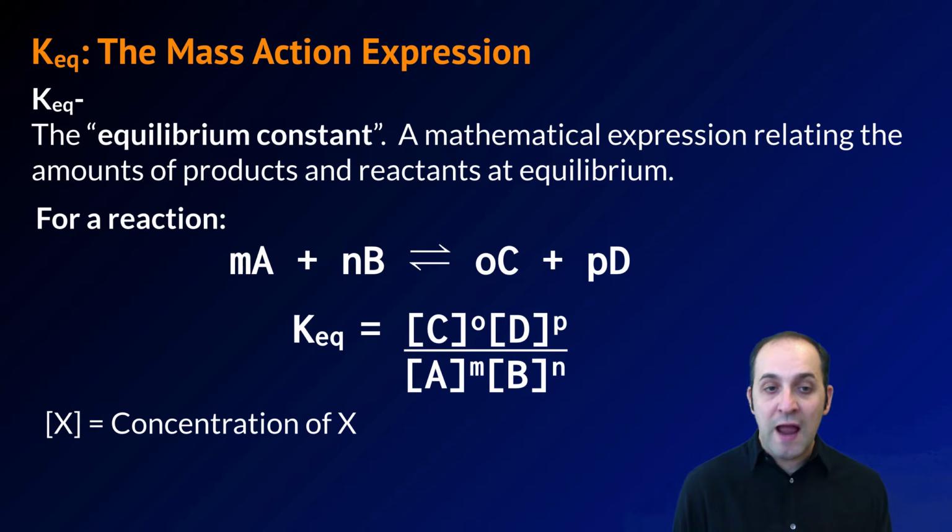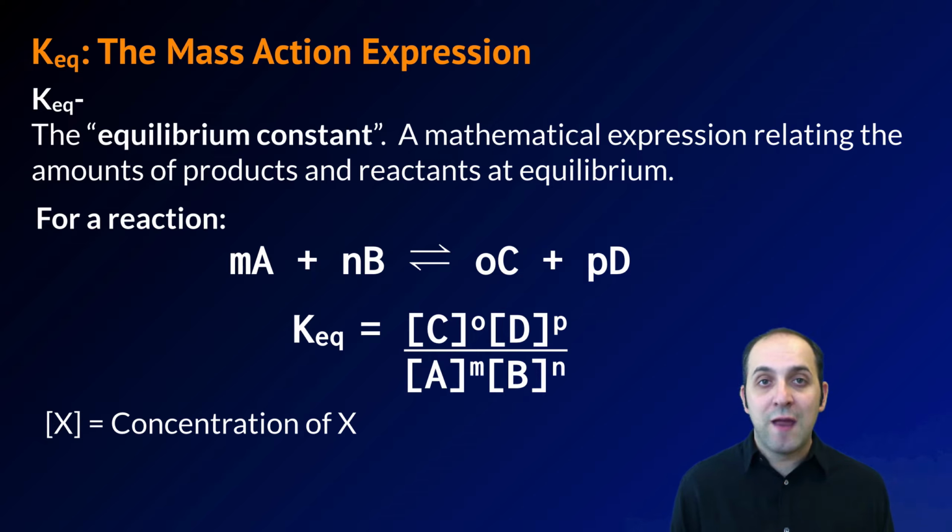For a particular reaction at equilibrium, KEQ is mathematically equal to the product of the concentrations of the products in the reaction to the power of their coefficients multiplied by each other, divided by the products of the concentrations of the reactants to the powers of their coefficients multiplied by each other. Essentially, it's the concentrations of the products divided by the concentrations of the reactants, with that little wrinkle having to do with raising these things to the power of their coefficients.